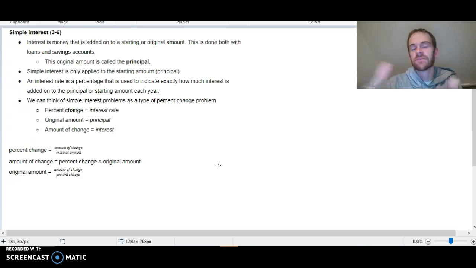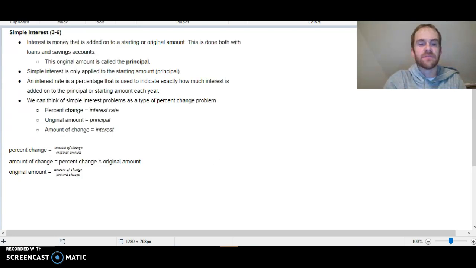Maybe you have a $100 check from your birthday. You're going to open a savings account. You take that money in, $100, and then what happens is you get interest. You get money added on to that. On a loan, it's the other way around, where you go to a bank and you say, I need to borrow this much money. They give you that money, but they're also going to make you pay extra because they're lending you that money. So interest is an amount of money that gets added on to a starting amount.